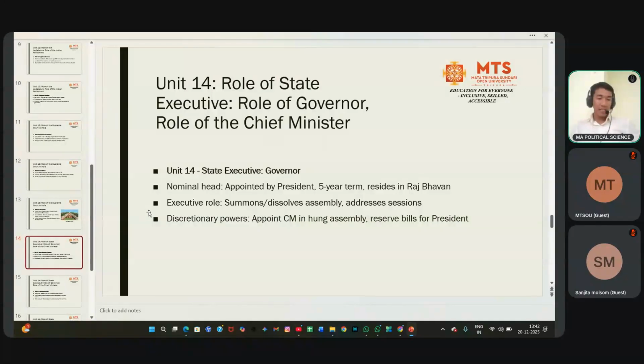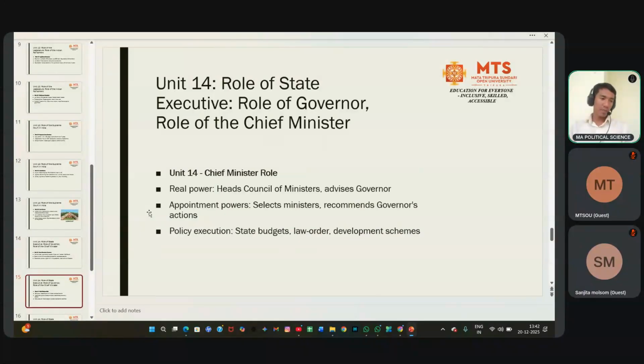Whatever bill, any rules and regulations, is passed by the state legislative assembly, the governor can also keep it for the president's action, like he can hold the bill also. So these are the kind of discretion that the governor has. That was the role of the state executive and the role of the governor. Okay, let's see the role of the chief minister now.